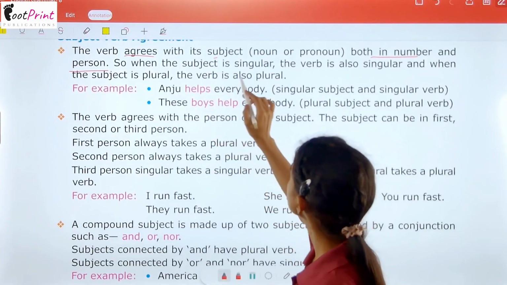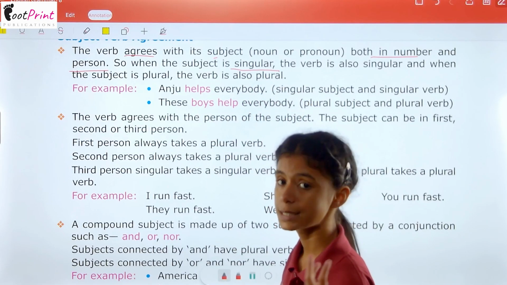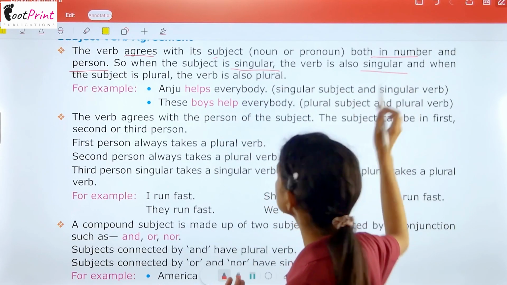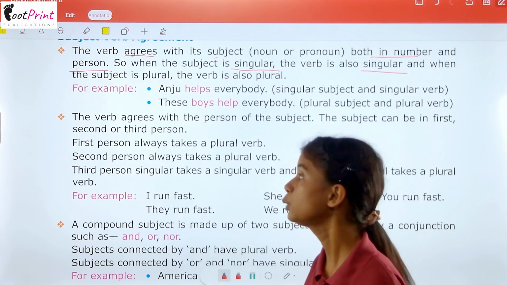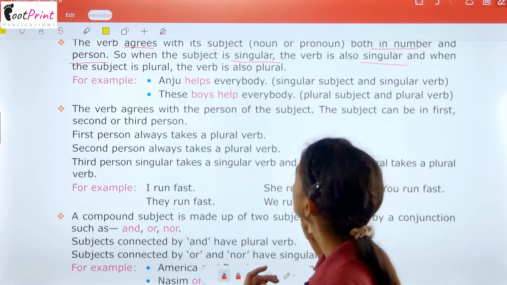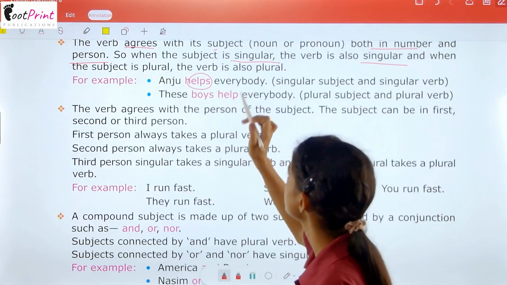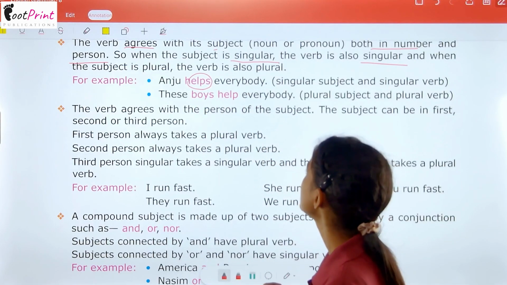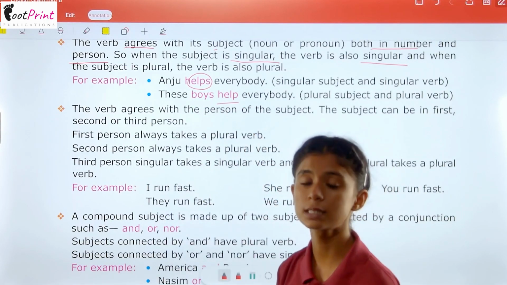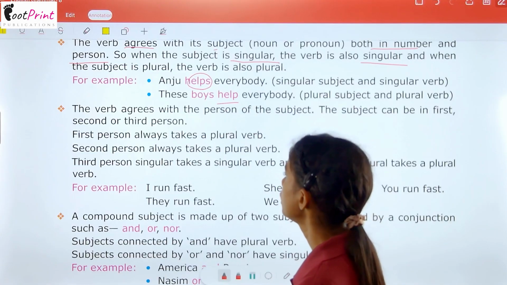So when the subject is singular, the verb is also singular, and when it is plural, the verb is also plural. Anju helps everybody. Helps is a singular verb. These boys help everybody. This is a plural verb. This is how it works.